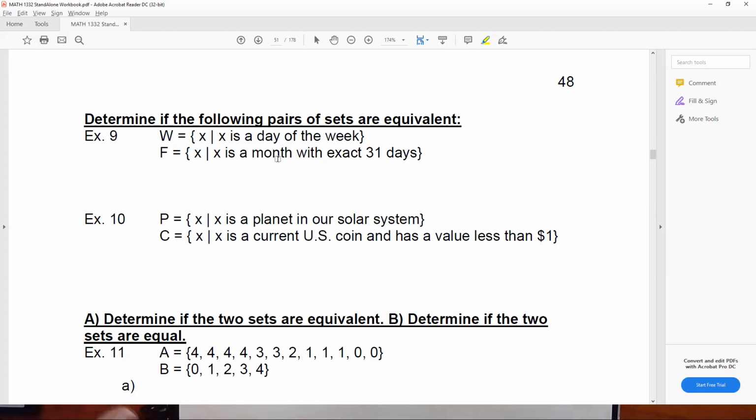So, number 10. Right. These are not equivalent because this has 8, this has 5 or so. No matter how we define it, even if we include the 50 cent or not, or Pluto or not, they will not be equal. They will not have the equal amount of elements. Okay.